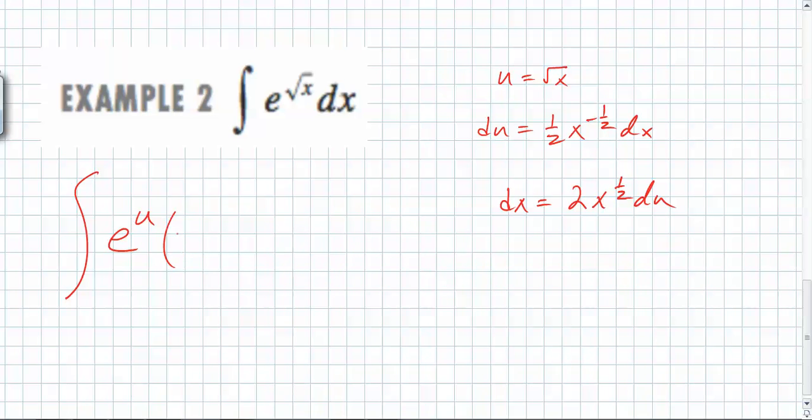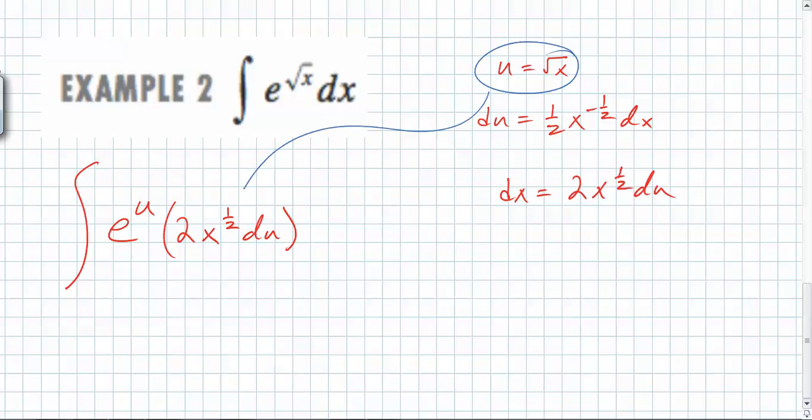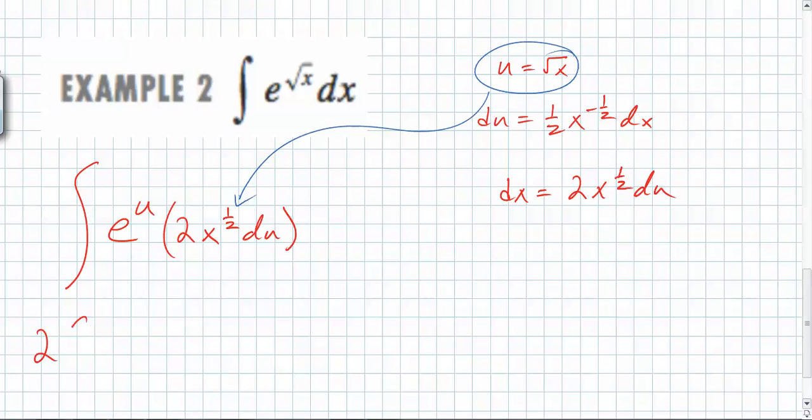But instead of dx, what do we write? 2x to the 1/2 du, right? But what does x to the 1/2 equal? Oh, look at this. x to the 1/2 is right there. So what do you end up with? You're still not done, kids. You end up with 2 e to the u times u du. I put the 2 out front. So you end up with 2 times the integral of u e to the u.